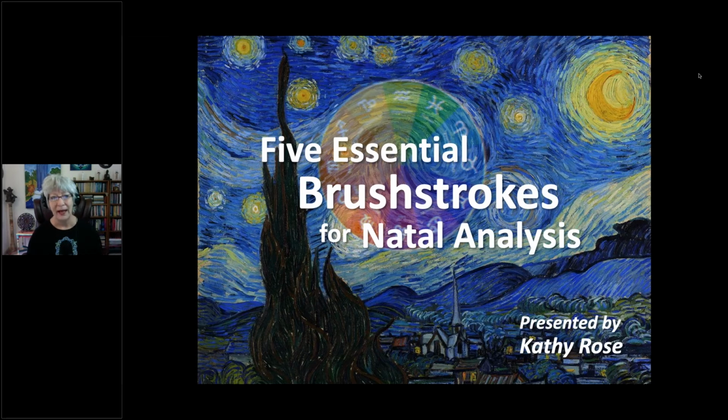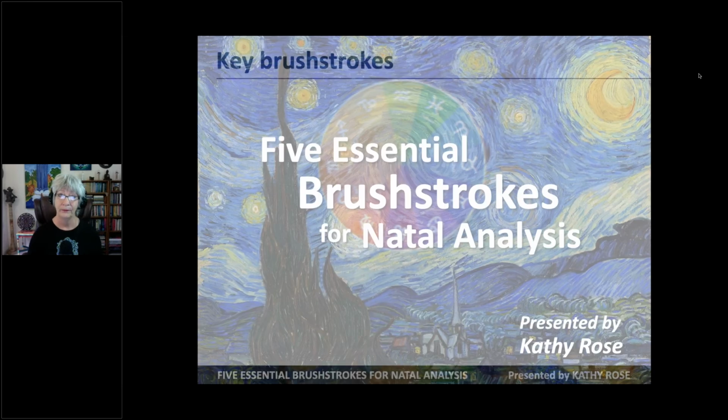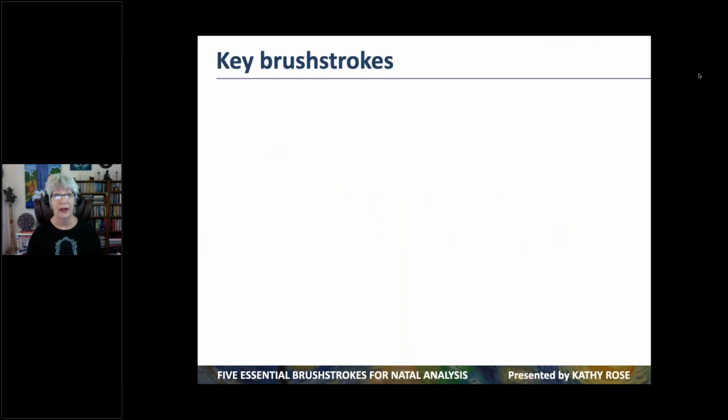But I also add these little nuances, these 5 essential brush strokes, and it helps to flesh the entire theme out. Okay, so let me show you what these 5 essential brush strokes are. The key brush strokes that I always add, number 1 is going to be the unaspected planet. Now again, in a moment, I'm going to go through these in more detail.